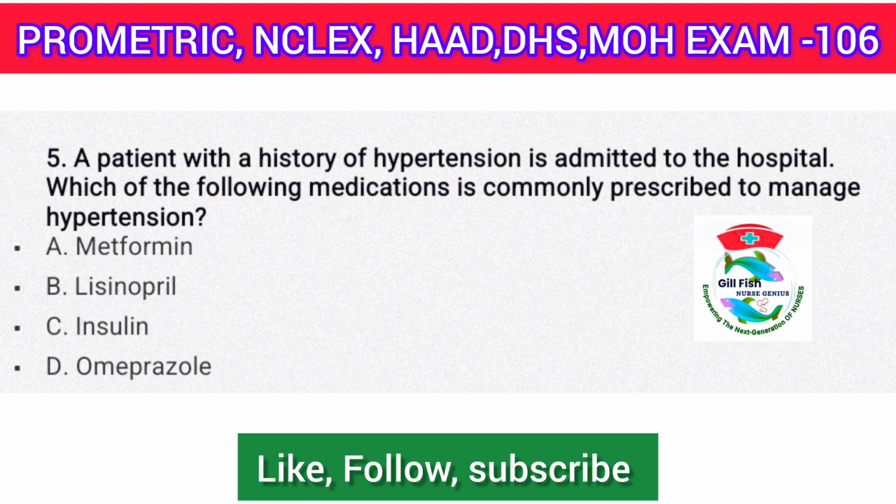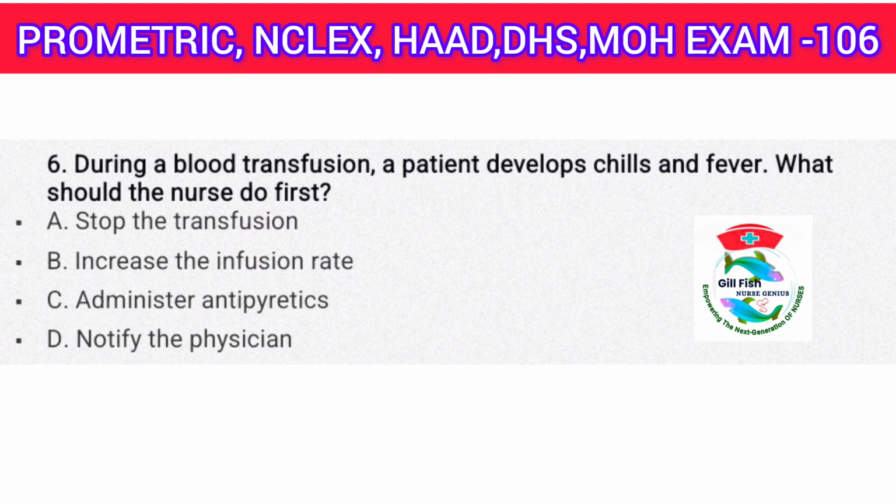Next, move on to another question. During a blood transfusion, a patient develops chills and fever. What should the nurse do first? Option A, stop the transfusion. Option B, increase the infusion rate. Option D, notify the physician.